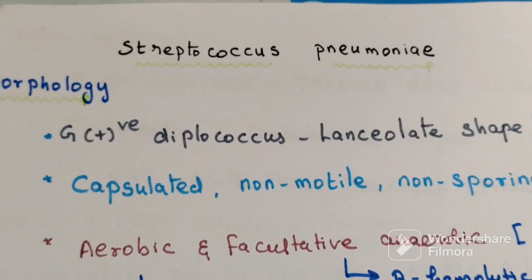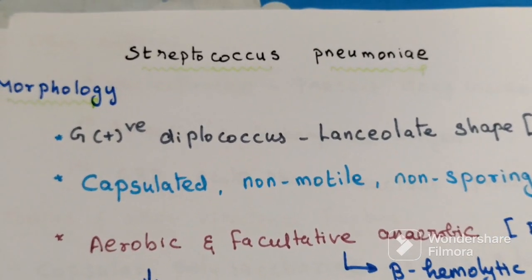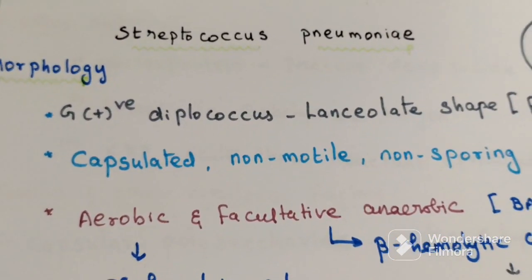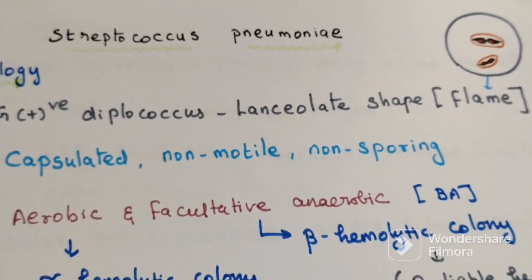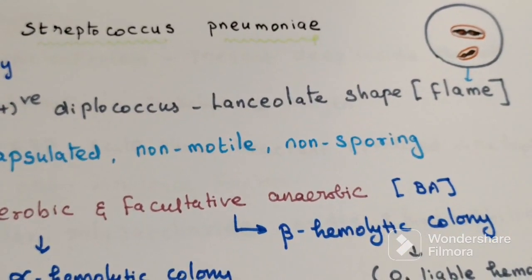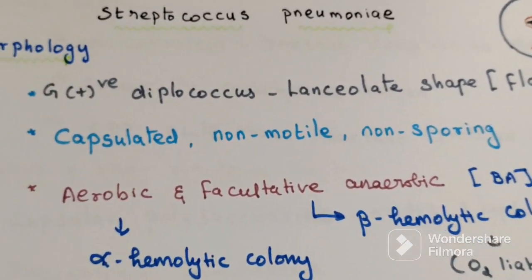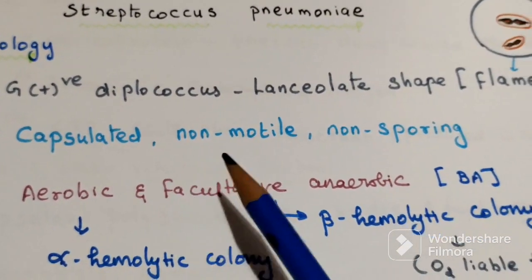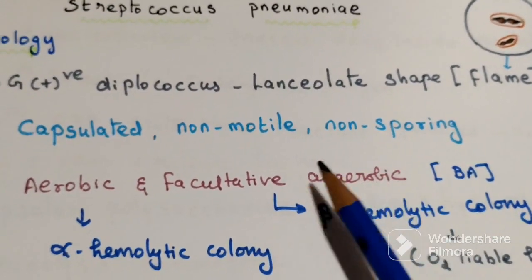In this video, we will discuss Streptococcus pneumoniae. Morphology: they are gram-positive diplococci which are lanceolate in shape, that means flame shape. They are capsulated, non-motile, non-spore forming organisms.